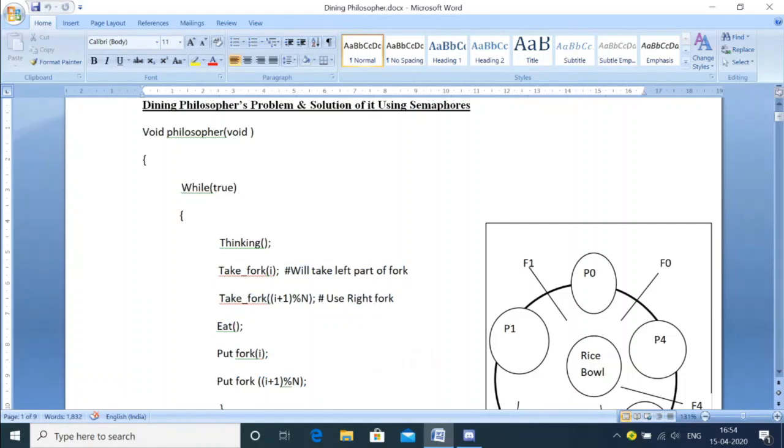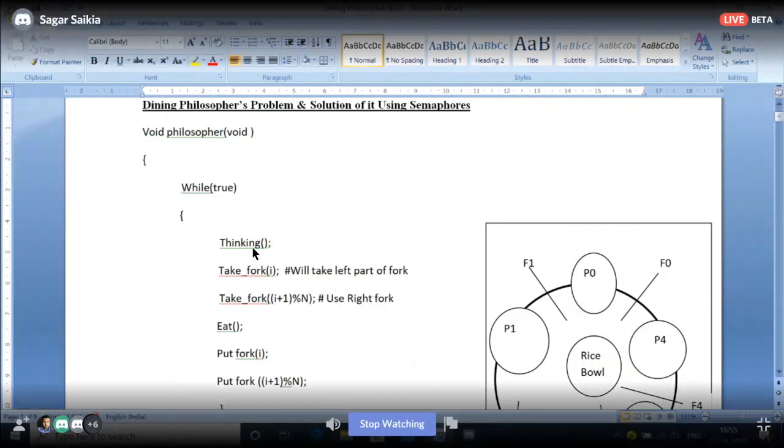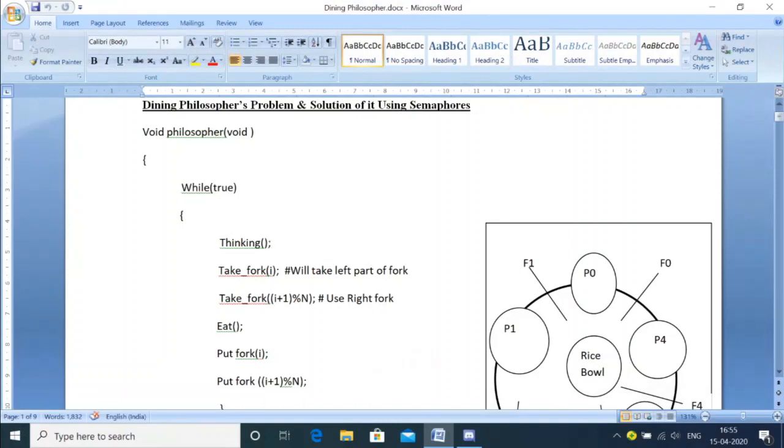First of all, I have a while condition which is true for all cases, an ideal situation, so this will be executed. Now, thinking is one function. It is a state where the philosopher has not taken the fork yet, but is in the initialization stage, the deciding phase where it is contemplating which fork it will take. Now, from here, the main thing starts.